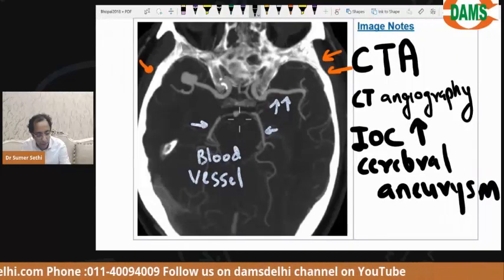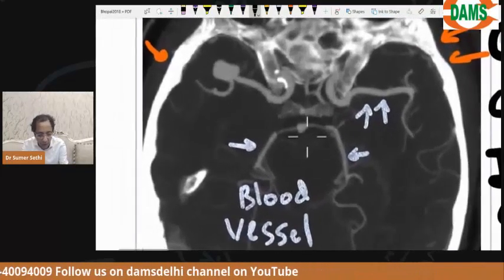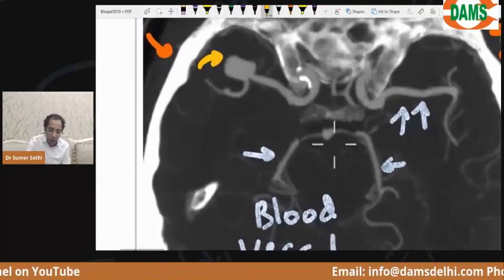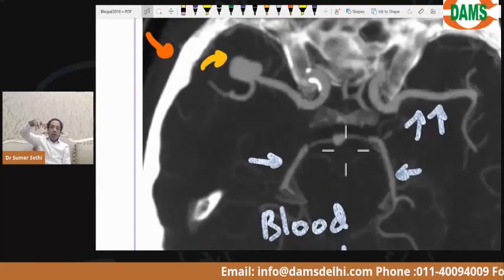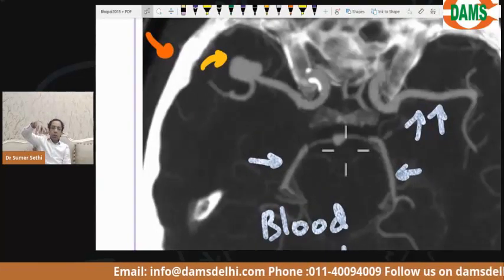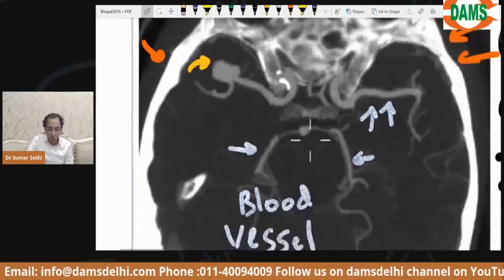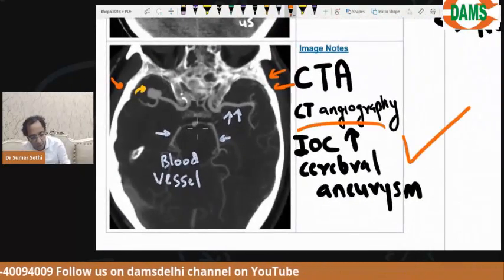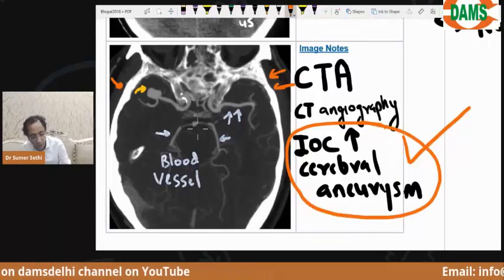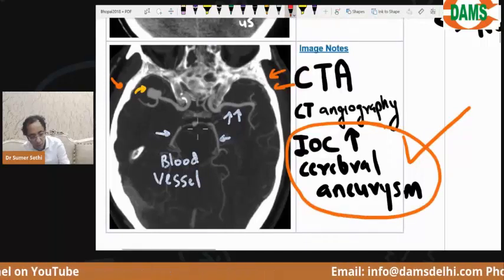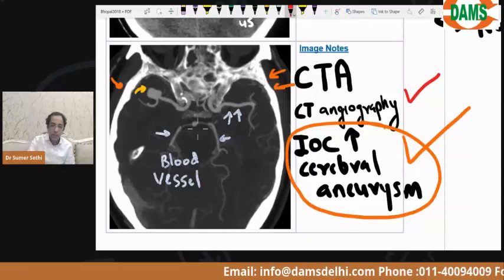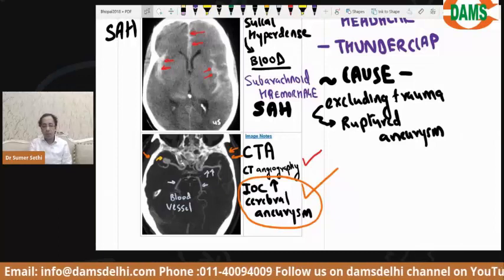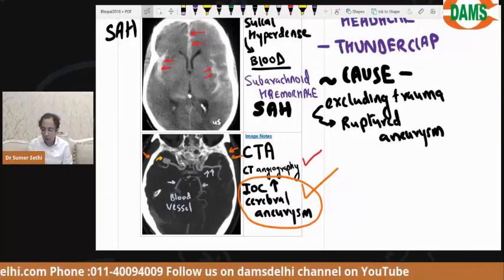Are you clear? So if you notice in the image, can you see this area of focal dilatation? Can you see there is a focal dilatation in the blood vessel at the branch point? This is how an aneurysm would look like. So I'm sure we will remember this, that investigation of choice to look for a cerebral aneurysm is, what will you mark, beta? You will mark CT angiogram. A CT scan which is optimized to look at the blood vessel is called as CT angiography.